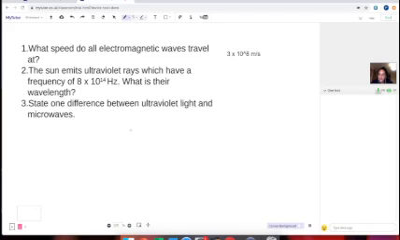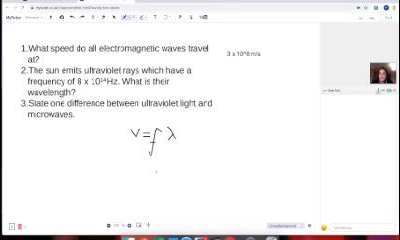The third part of the question then asks you to state a difference between ultraviolet light and microwaves. Well, I've just said that ultraviolet light has a much shorter wavelength than microwaves. If it has a much shorter wavelength, that means it has a much higher frequency due to V equals F lambda. So either of those suggestions would suffice in this question.